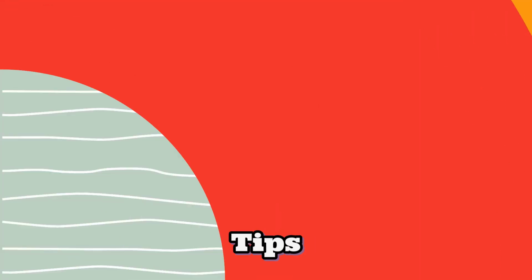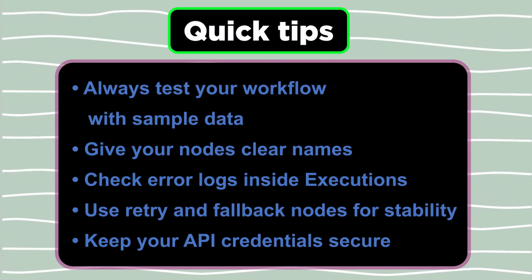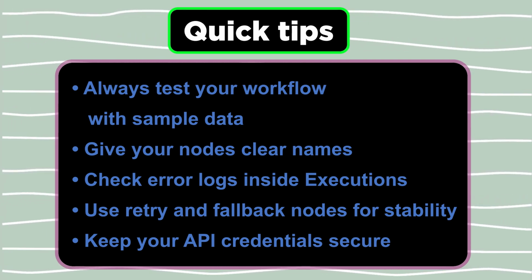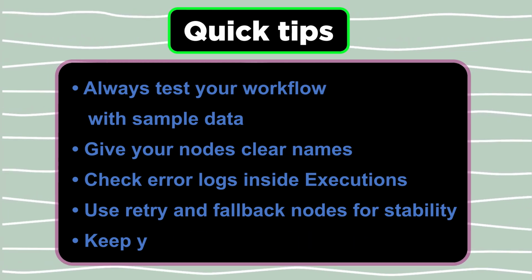Here are some quick tips. Always test your workflow with sample data. Give your nodes clear names. Check error logs inside executions. Use retry and fallback nodes for stability. Keep your API credentials secure.